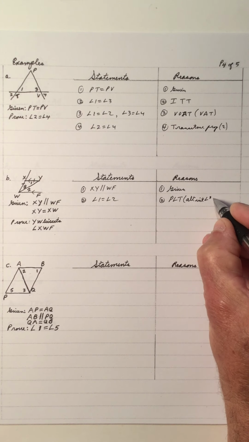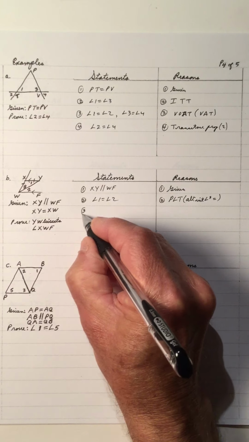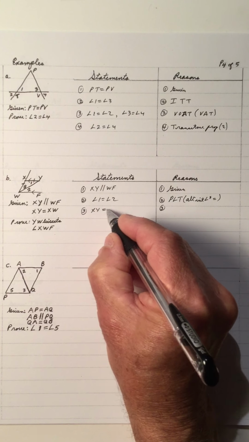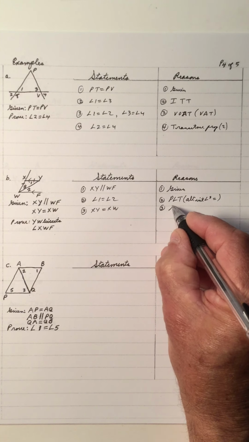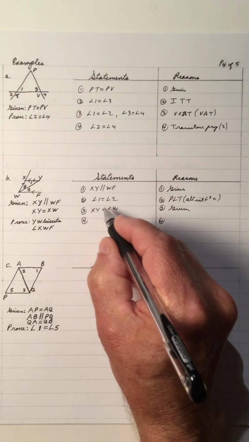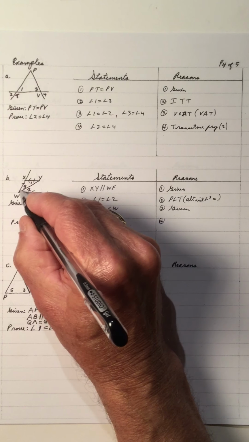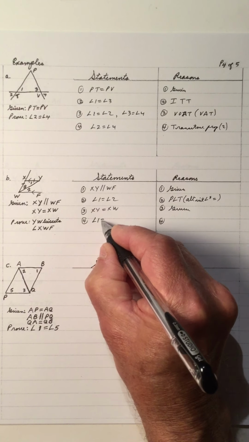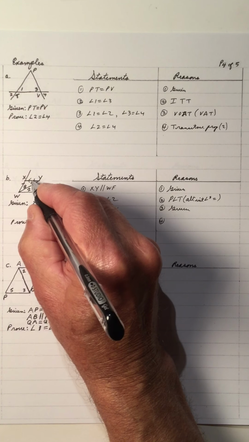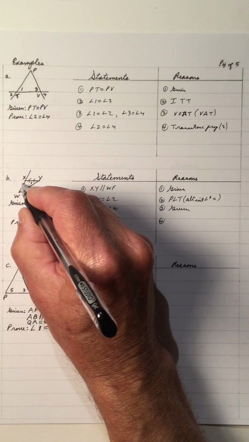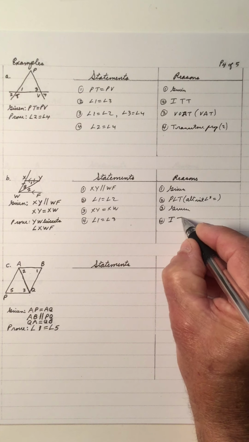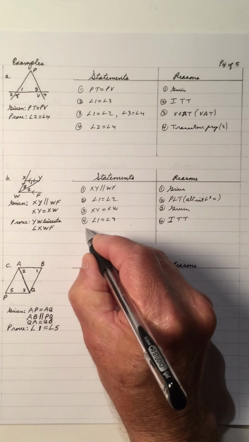interior angles equal. And number 3, we have XY equals XW. That's a given. Number 4, if we have XY equals XW, that means that angle 1 equals angle 3. That's an isosceles triangle here. These two sides are equal. There they are, marked equal. And so that means 1 is equal to 3. That's the ITT, isosceles triangle theorem.